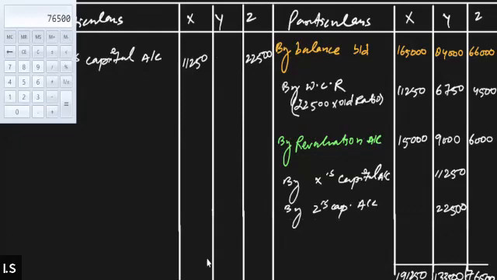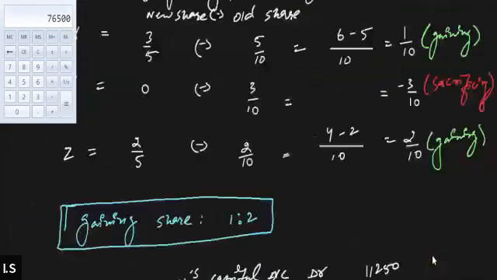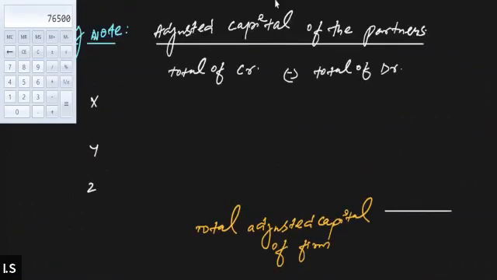All right, everyone, is this clear? Yes or no? Yes, sir. Clear. Okay. Now we'll go to the formula and write down these values. This is the sum total of the credit side for all the partners. So the total of the credit side for partner X was 191,250. Right, for Y it was 133,500, and for Z it was 76,500. Now we will subtract the debit side values.